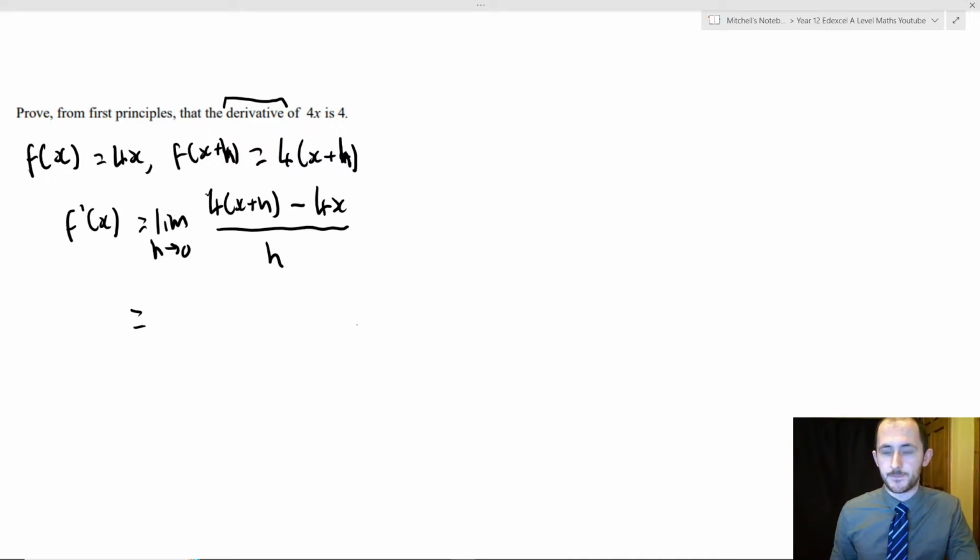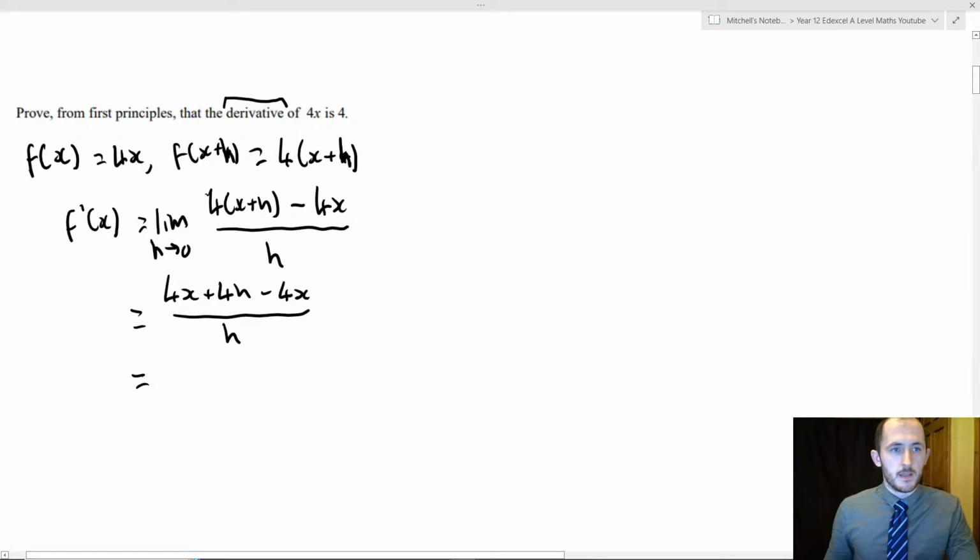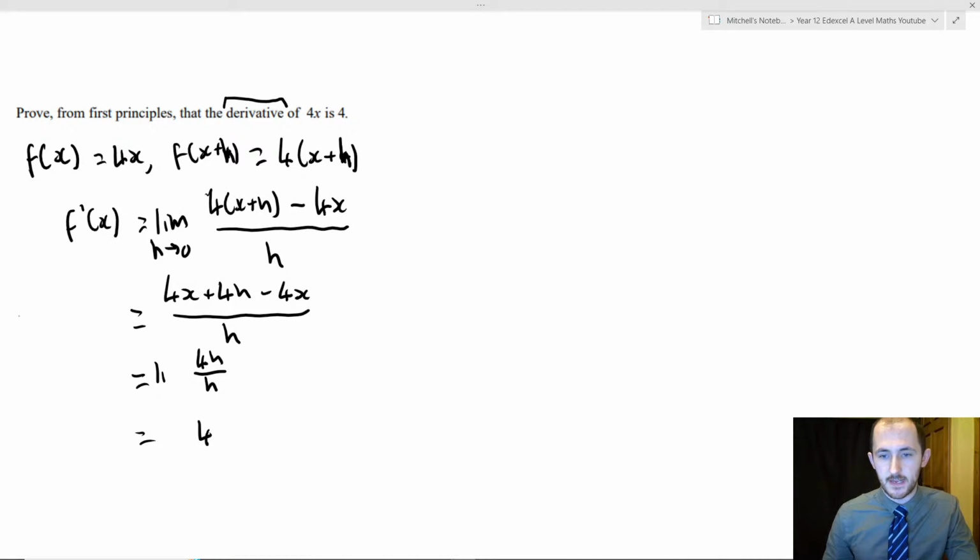So, we expand the top, as usual. So we have 4x plus 4h minus 4x over h. Okay. Then all we need to do is simplify this. So 4x minus 4x is going to give me 0, and then we have 4h over h. Okay. Which again will just equal 4. And again, this is for the limit of h tends to 0.